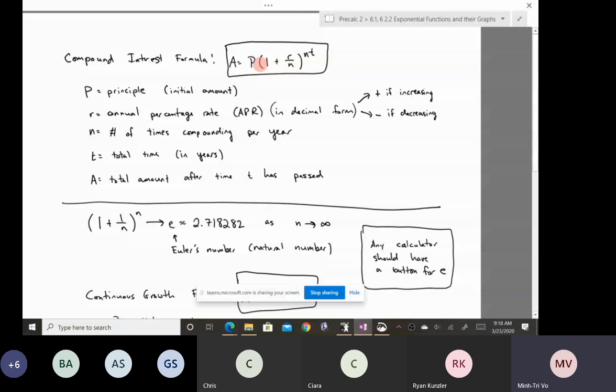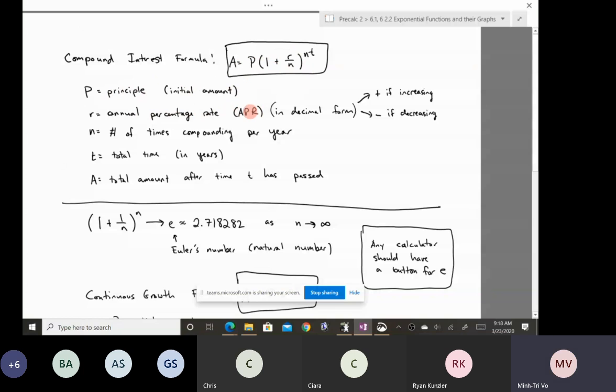It has a few different parameters: A, P, R, N, and T. And what those parameters stand for is the following. P is called the principal, which means the initial amount. R is the annual percentage rate, sometimes abbreviated APR.